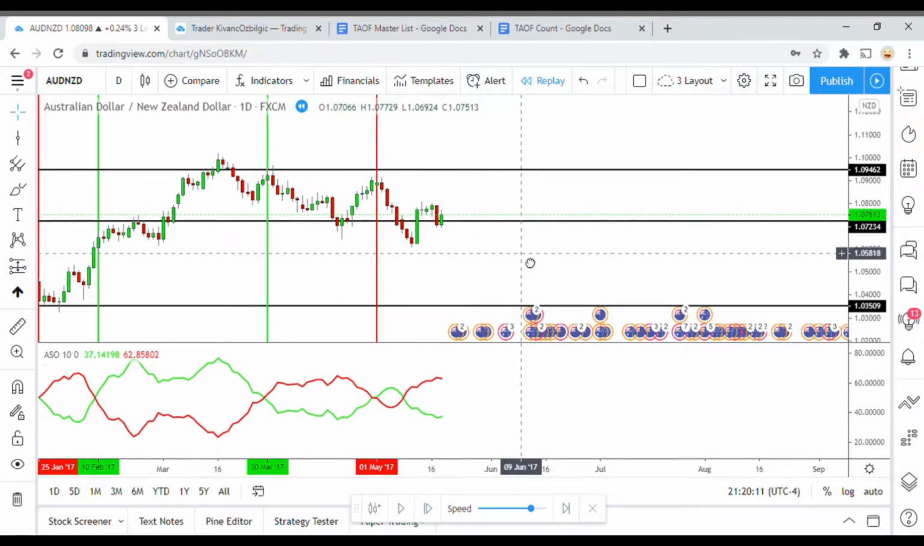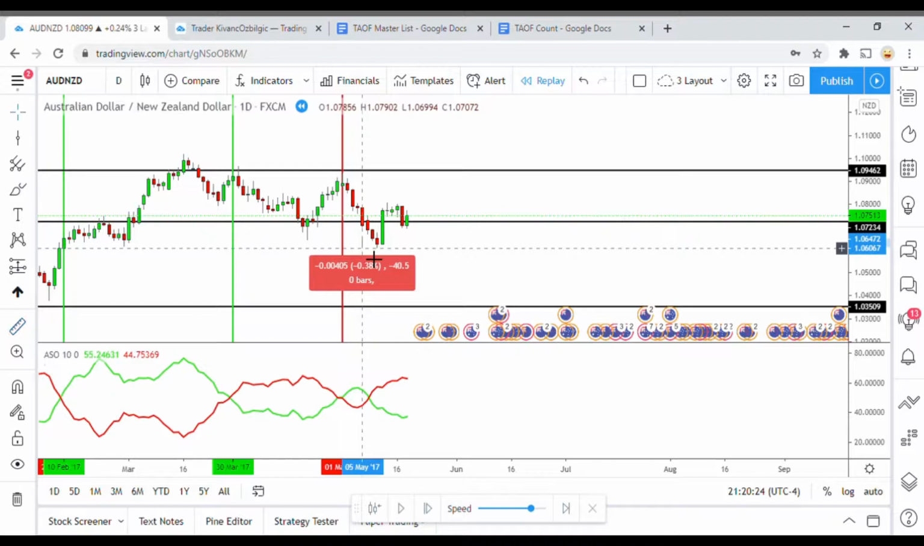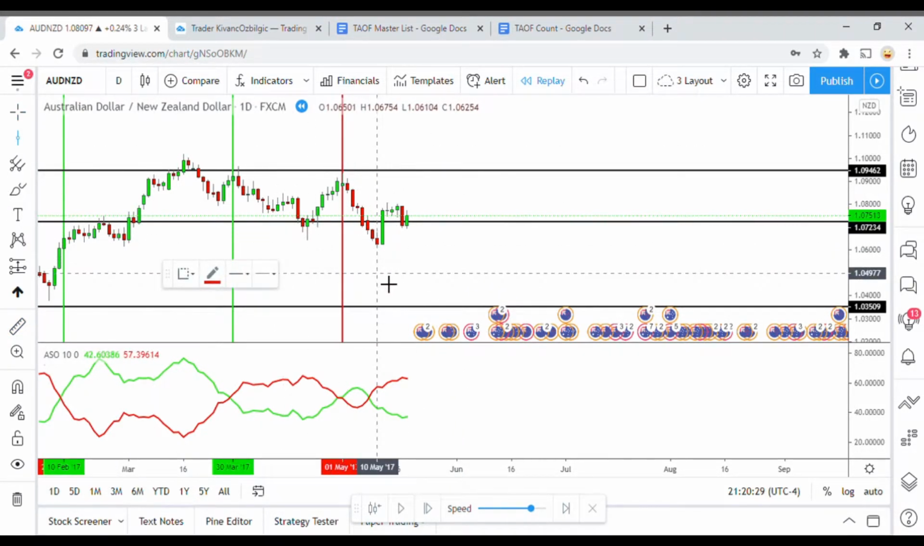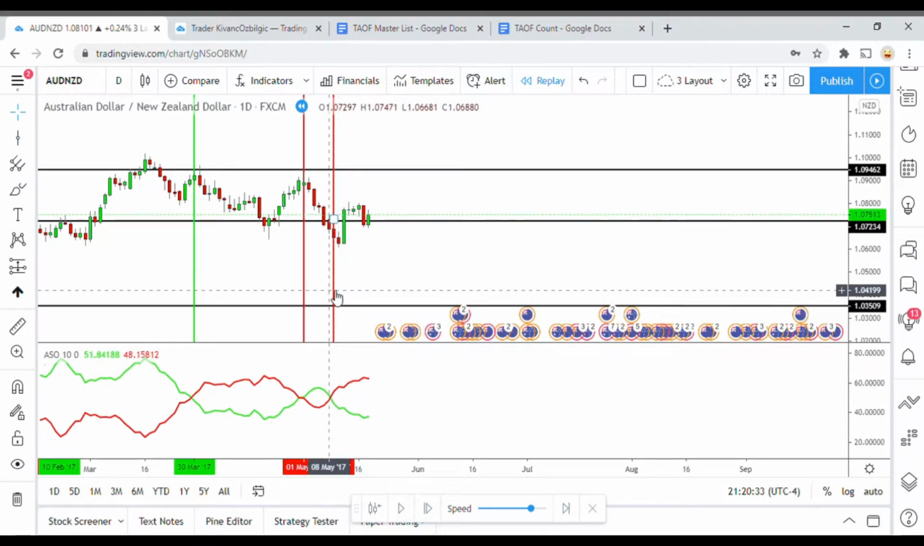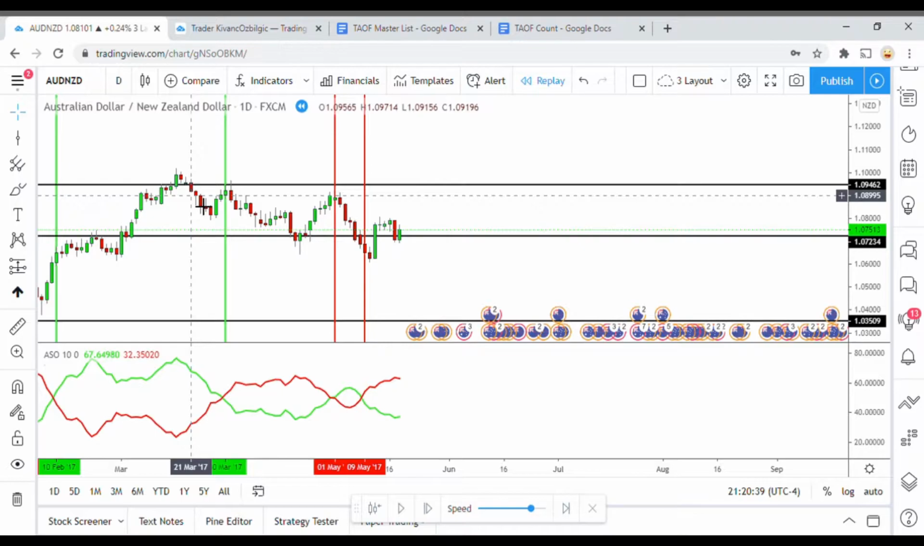It then turned around and started to push its way back down a little bit, just kind of chopping around in this area. Let's see, but we picked up a short signal right here, and I don't think we got to 60% on that one. Nope, we sure didn't. So that one, again, would have been a losing trade.